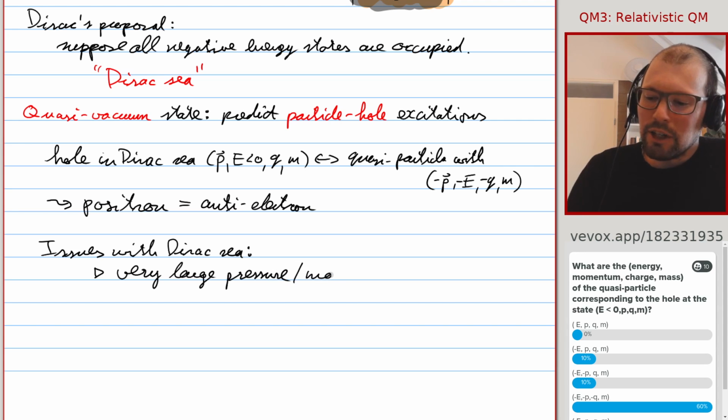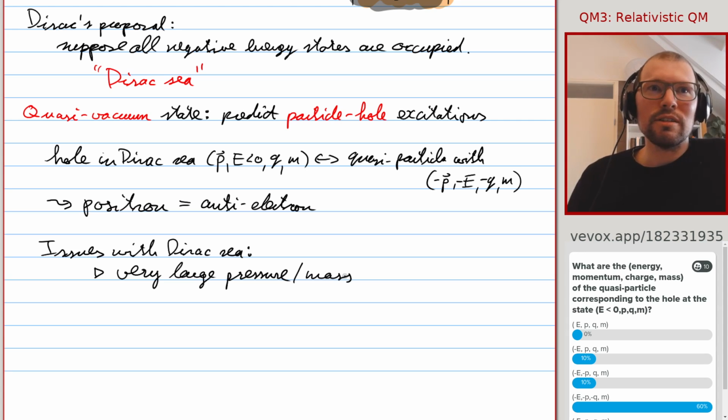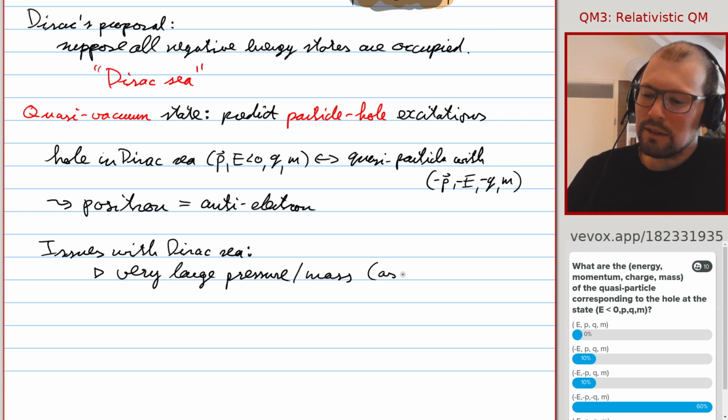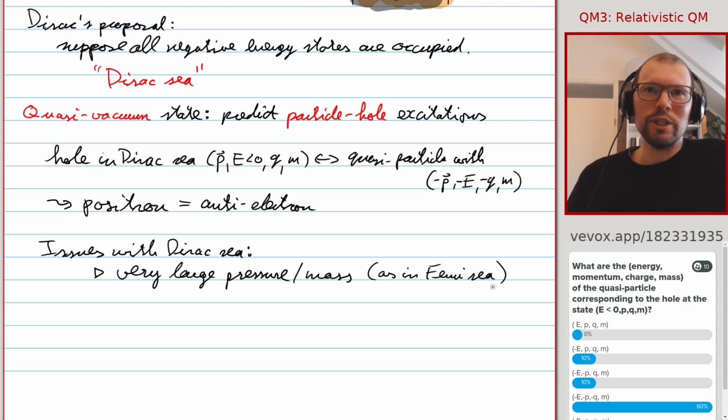And they also have a very large mass, as we just touched upon, as in a Fermi sea. So we should be able to actually feel all these particles by some interaction, all these infinite number of particles in this Dirac sea.